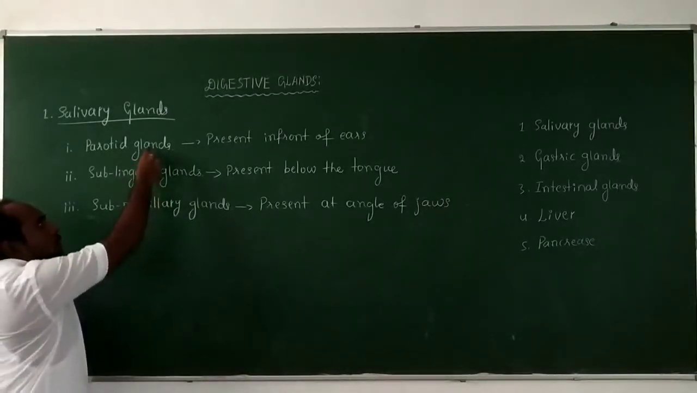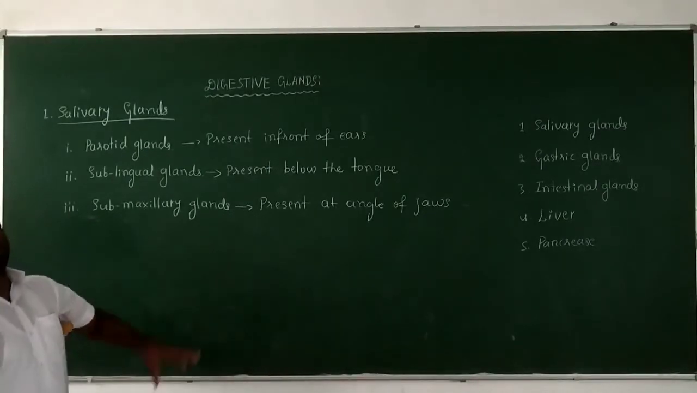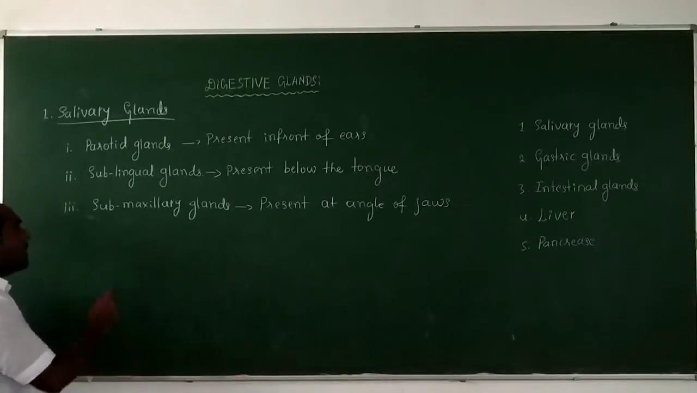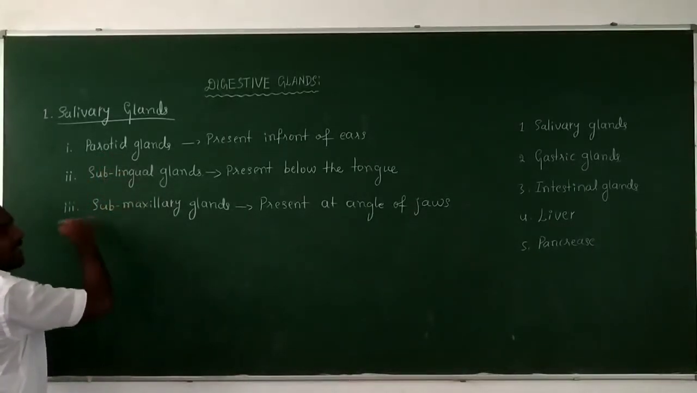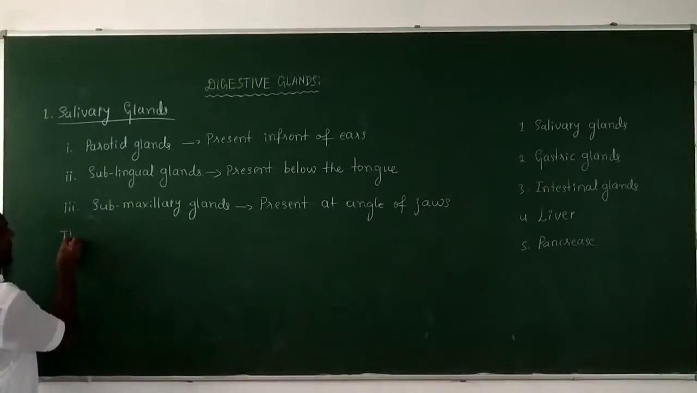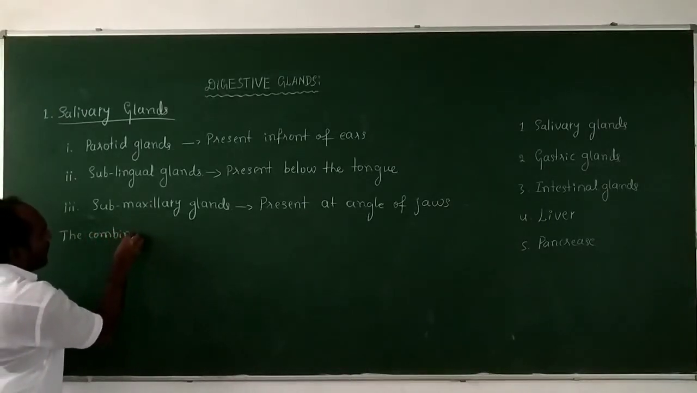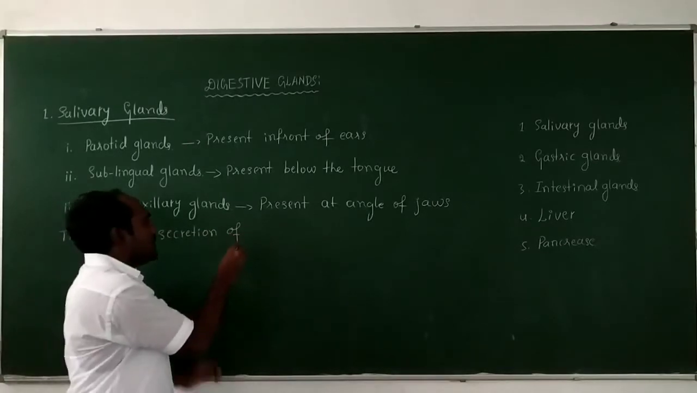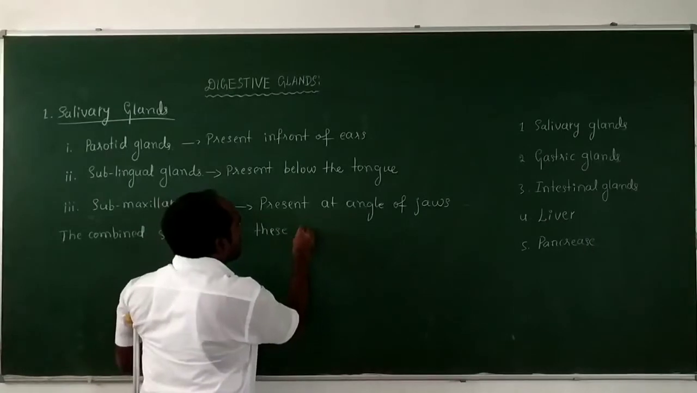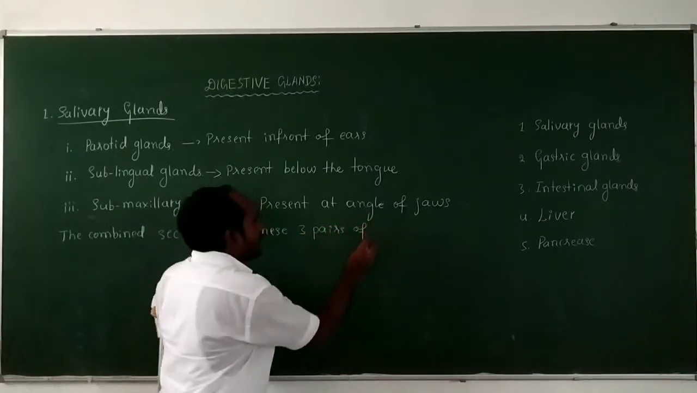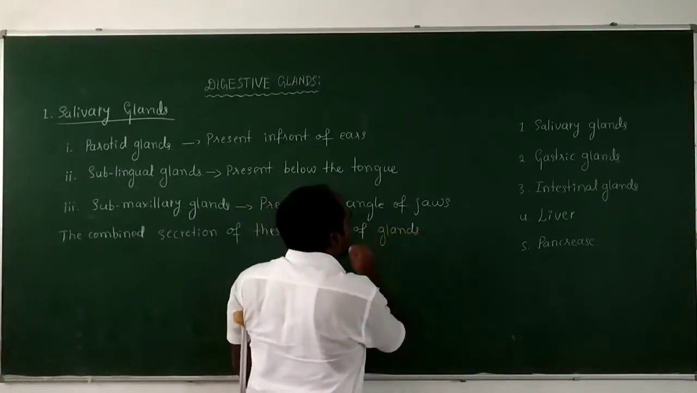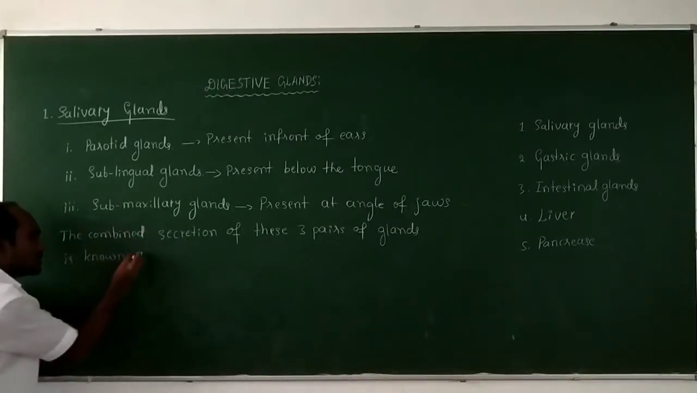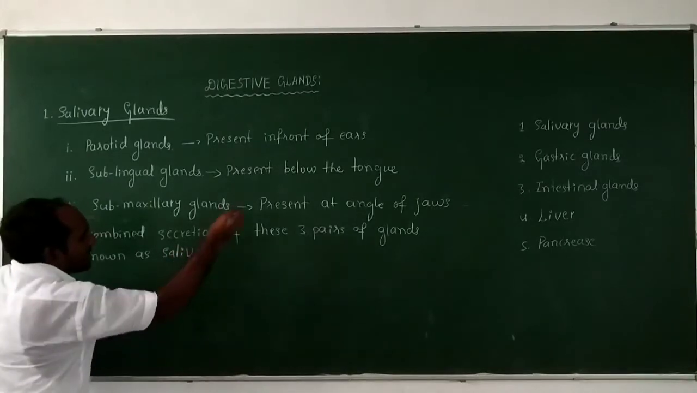These three pairs of glands together produce a juice. That juice is called what? Saliva, salivary juice. The combined secretion of these three pairs of glands is known as saliva, or salivary juice.